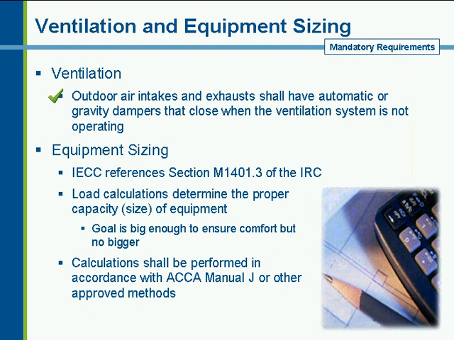The code does require that equipment be sized properly. It makes reference to section 1401.3 of the IRC and requires use of something like the ACCA Manual J to do the calculations. And there are limits. The intent is to get the HVAC system sized correctly so that it operates as efficiently as possible.